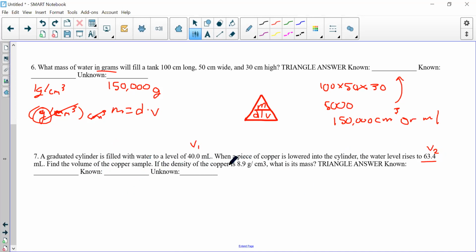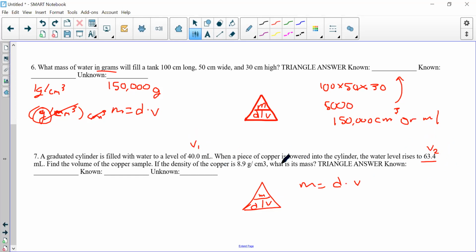Then it says if it has a density of 8.9 grams per centimeter cubed, remember that milliliters and centimeters cubed are the same. It wants to know what the answer in mass is going to be. So again, you've got your triangle of mass over density times volume, and it's asking for mass again. So you're going to have that same equation of mass is equal to density times volume. Now you're going to have to calculate here what your volume is.